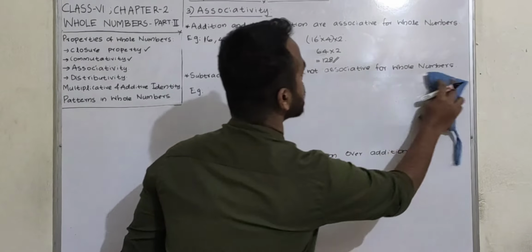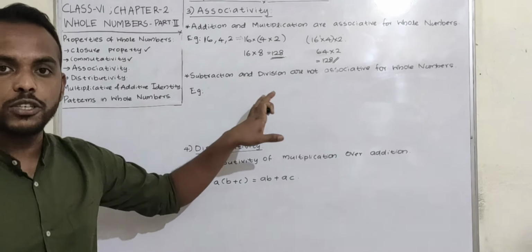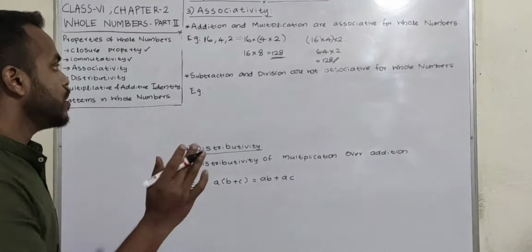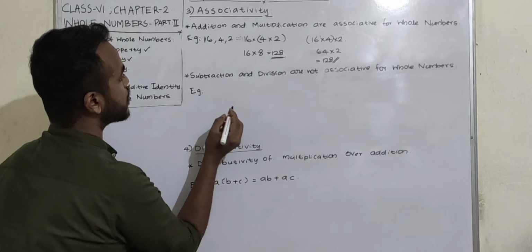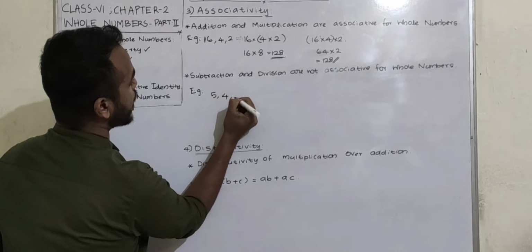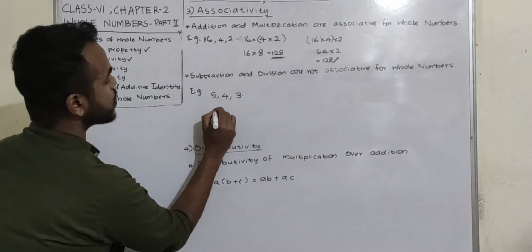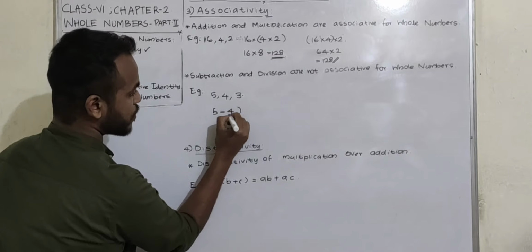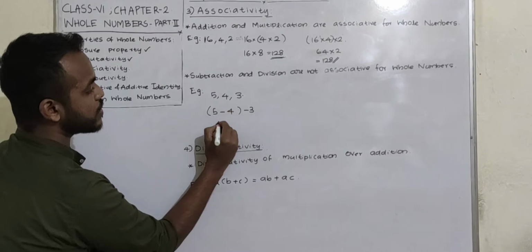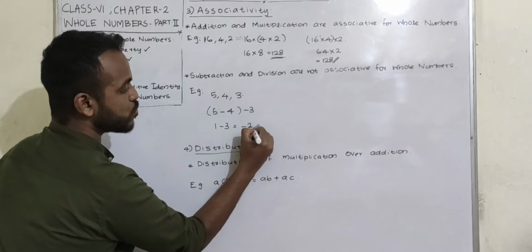You will be learning this kind of properties in your higher classes very much. I just wanted to give you an idea of what is associativity, what is closeness and all. So let's try with another example. Say 5, 4 and 3. First we should subtract 5 minus 4, then minus 3. What will happen? 5 minus 4 is 1. 1 minus 3. We will get the answer as minus 2.